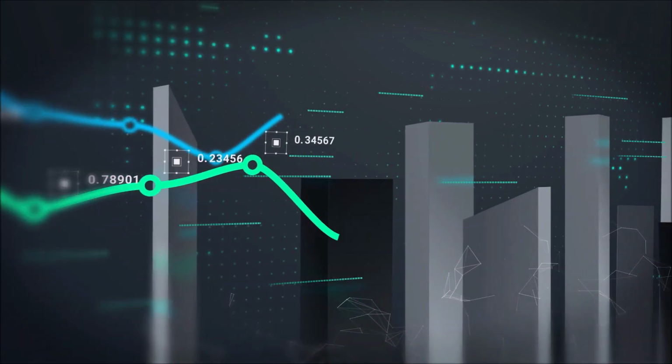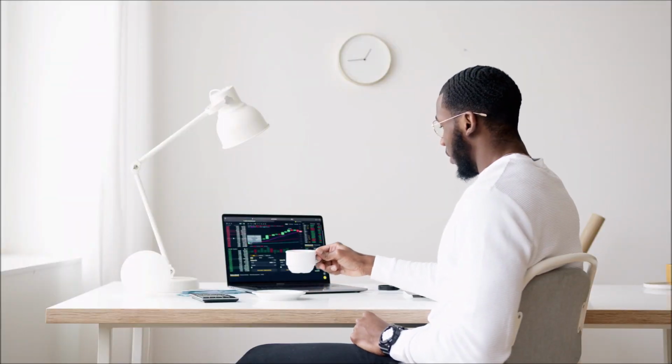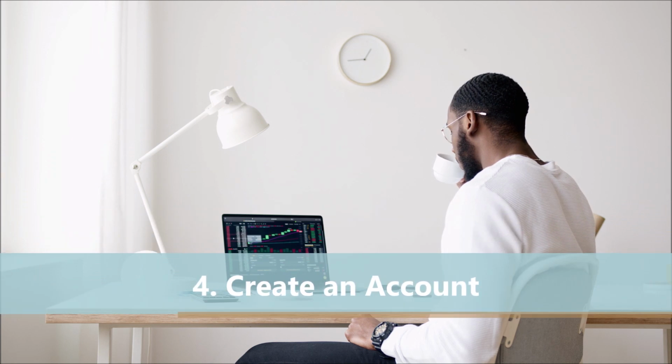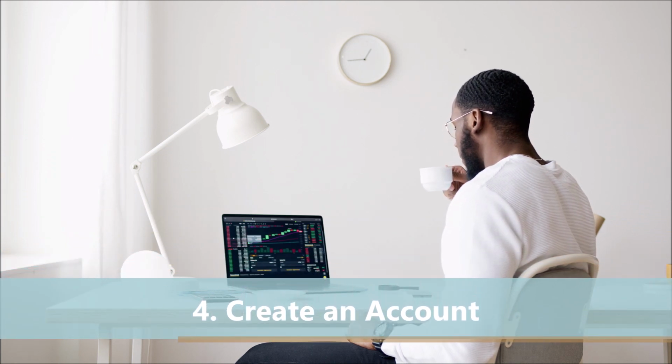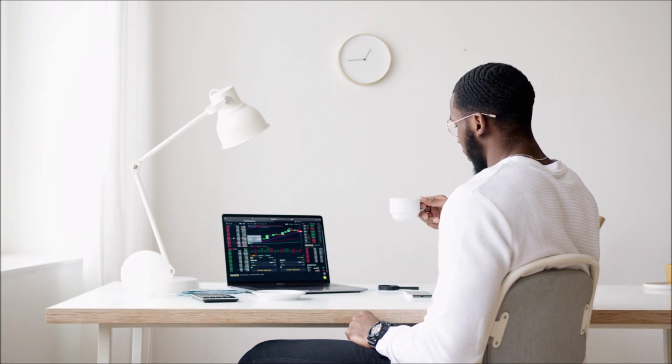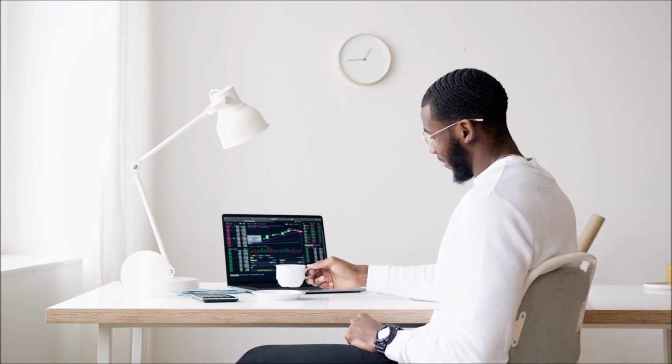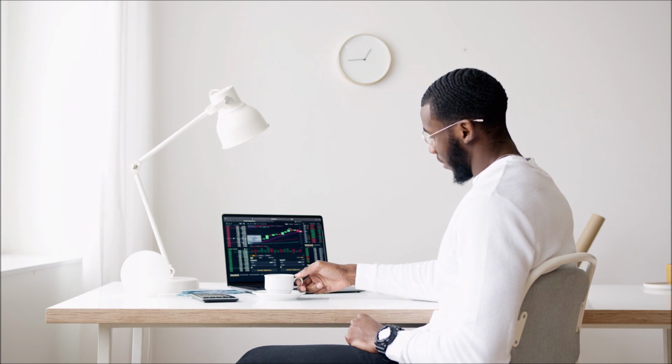Ensure that the broker you choose is reputable, regulated, and offers the markets and trading instruments you're interested in. Create an account. Sign up for an account on your chosen trading platform. This typically involves providing personal information, verifying your identity, and agreeing to the platform's terms and conditions.